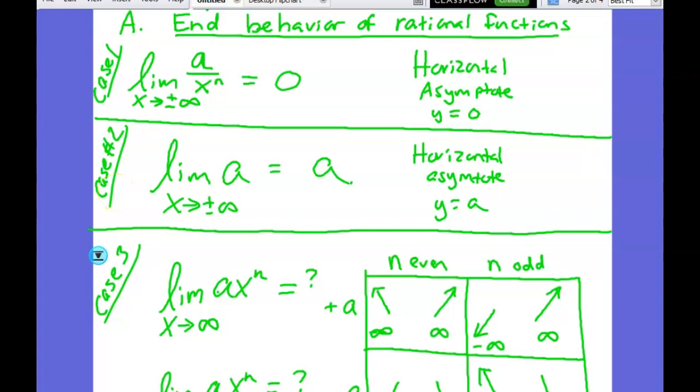Is this the case where I have an x in the denominator, or is it a case where I have just a number, or is it a case where I have an x in the numerator? Well, the answer is I have the x in the denominator. And what does this tell me the limit of this type of function is at positive infinity and at negative infinity? For both positive infinity and negative infinity, the limit is 0. And that means my horizontal asymptote is at 0.